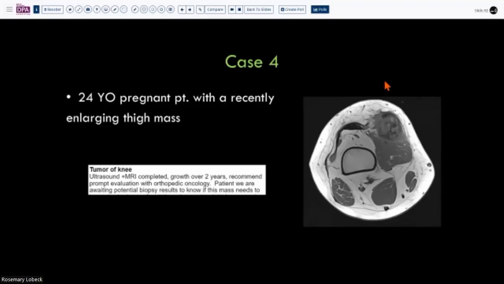24-year-old pregnant patient, so a young patient with a recently enlarging thigh mass, which you can see over here. So this is about like a small 3-centimeter lesion, which appears well circumscribed, but it is situated sort of in the deeper soft tissue. So that skeletal muscle is in the deeper soft tissue. And then on further history, we see that the surgeon has recommended she needs to have prompt orthopedic oncologic evaluation. And the additional history we knew about this patient was during her previous pregnancy, she had the same lesion, but after her pregnancy ended, it reduced in size.